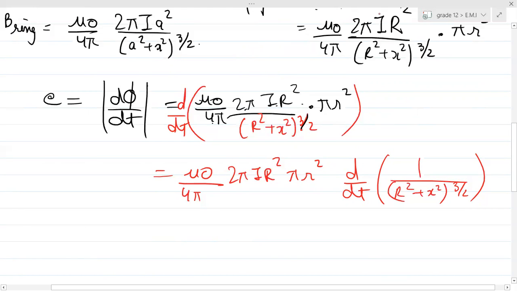Yes, guys, please differentiate here. Anyone knows how to differentiate this?